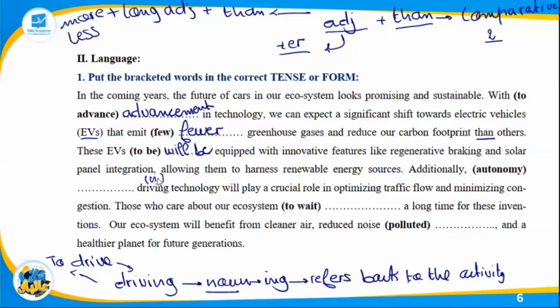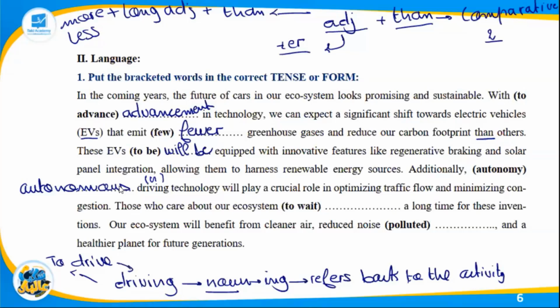Okay, so here, the word autonomy, the noun autonomy, I'm going to turn it into an adjective. What is it going to become? It becomes autonomous. Okay? Autonomous driving. Okay? Autonomous driving technology will play a crucial role in optimizing traffic flow and minimizing congestion.